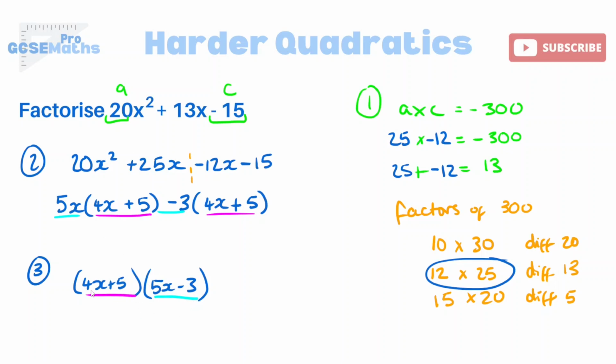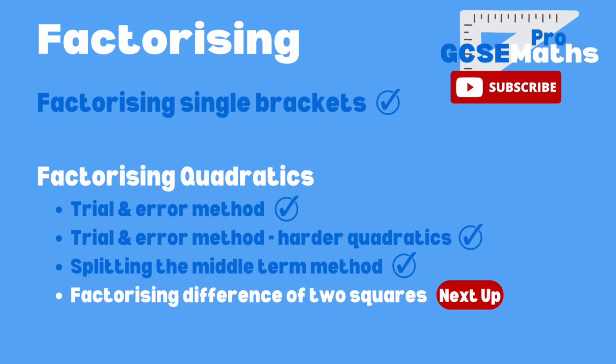And to make 20, it's been split into 4x and 5x. We didn't need to worry about how the 20x squared was going to be split up. It just figured it out for us, didn't it? We didn't know: is it 20x and x? Is it 10x and 2x? Is it 4x and 5x? We didn't need to worry. It literally just figures it out for you. So those are some good examples of the splitting the middle term method.